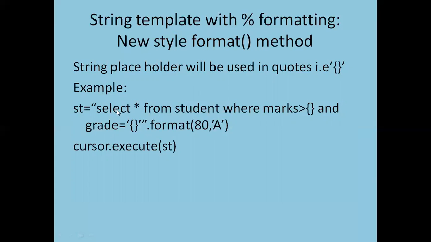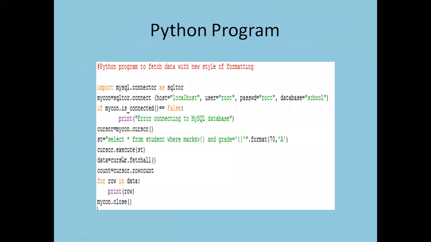So the meaning of this is select star from student where marks is greater than 80 as well as the grade is equal to A. Since A is a string, I have to put this inside a quote, and cursor.execute as usual. Then this is the output that you'll be seeing here.